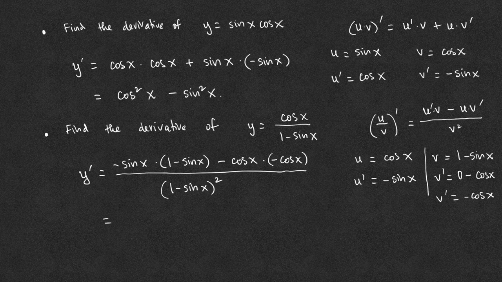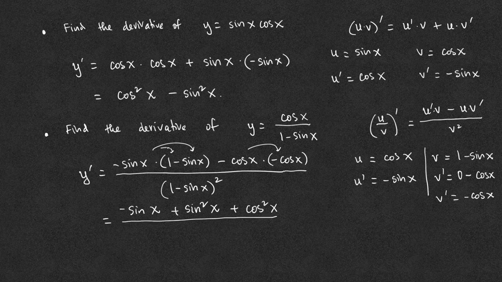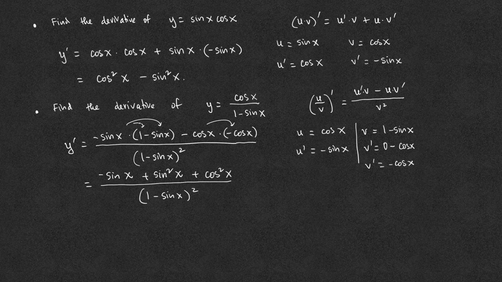Always simplify the expression. Negative sine of x times 1 is negative sine of x. Negative sine of x times negative sine of x is plus sine squared of x. Negative cosine of x times negative cosine of x is plus cosine squared of x, over 1 minus sine of x, the quantity squared.